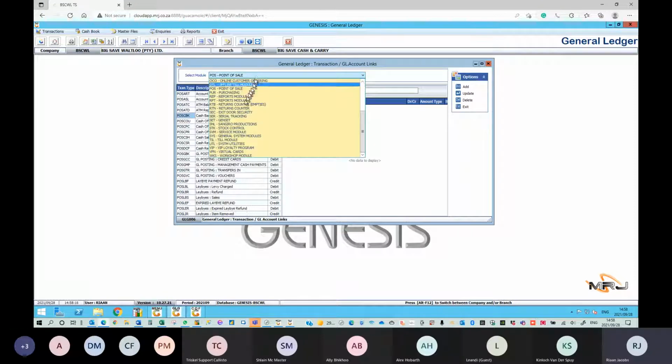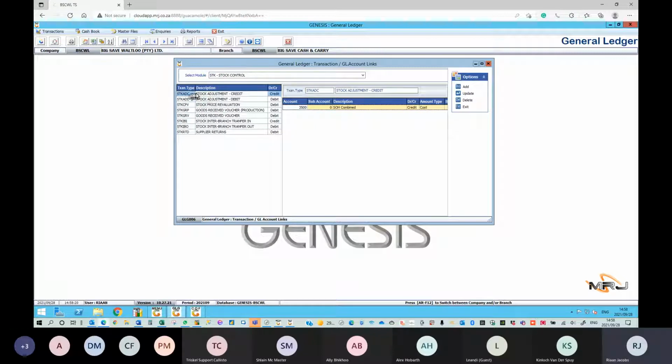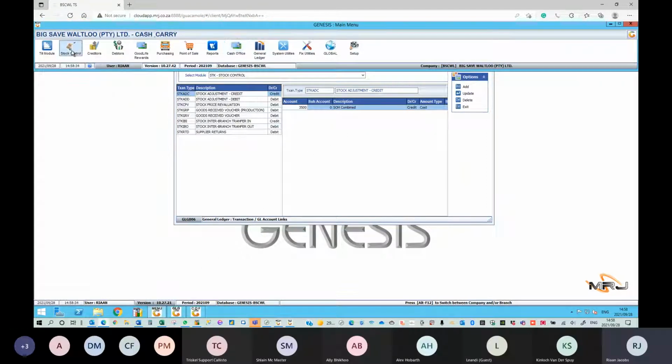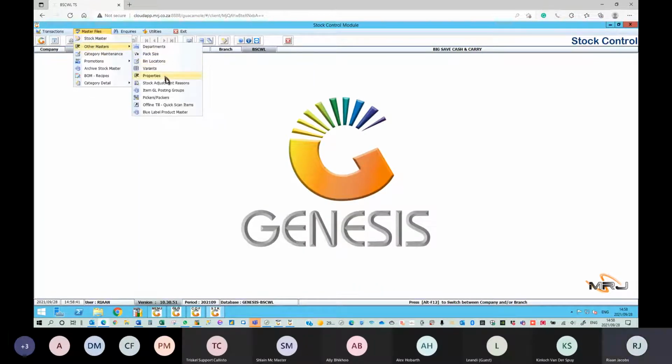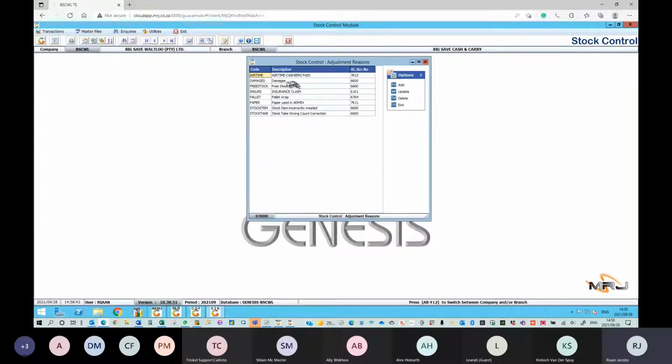If I go to stock, for instance, you'll see if we do a stock adjustment, if you only see one leg, that means the system will apply the second leg. Remember I said there's sometimes a lot of stock lying around at different places. So if I quickly show you on the stock, we've got stock adjustment reasons, for example damage, free stock and so on. So here's the GL account.